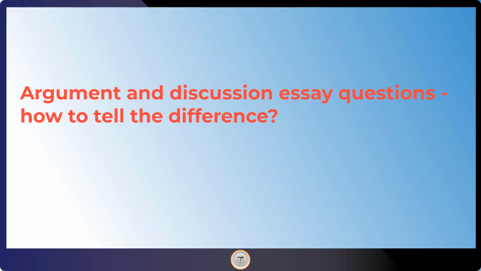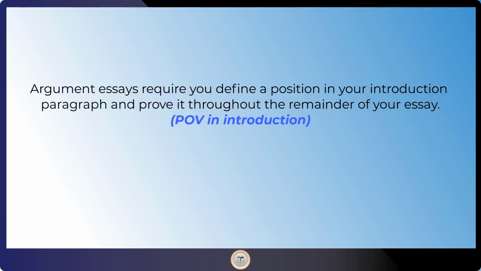Today we're looking at how to tell the difference between argument essay questions and discussion essay questions. Let's start today's lesson by defining what an argument essay is and how it differs from a discussion essay. Basically, argument essays require you to define a position in your introduction paragraph and prove it throughout the remainder of your essay.